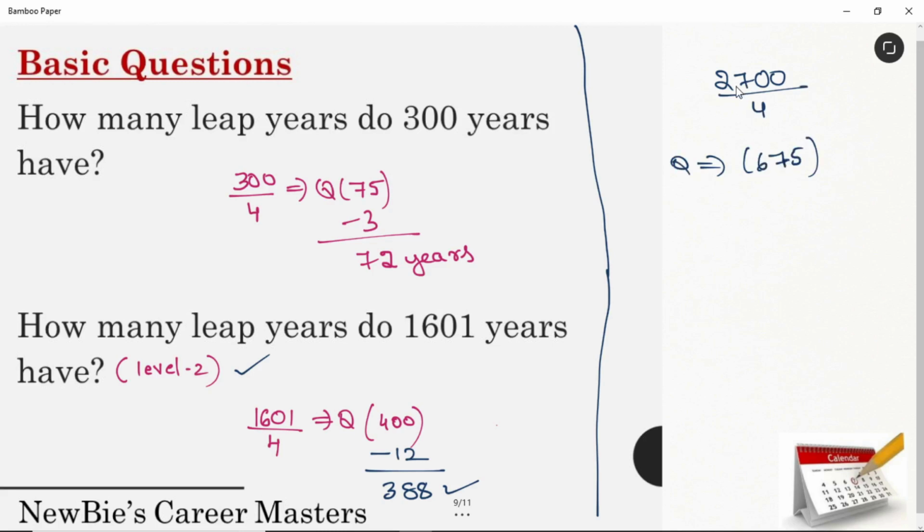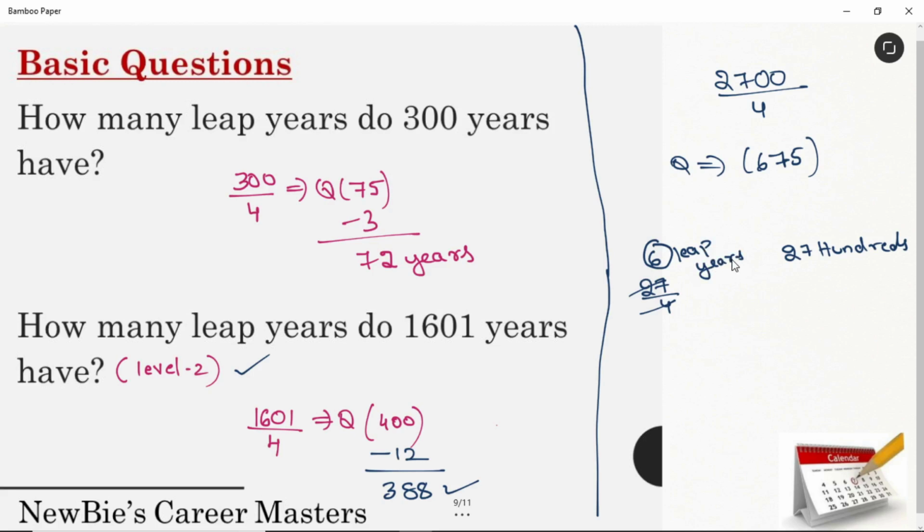You need to solve century years separately. So out of this 2700 years, how many century years will come? 27 century years will come. So I'll take it as 2700s. Rather than listing, you can directly take it as 2700s. So I'll take this 27, I'll divide this by 4. What's the quotient? 6. Correct? Meaning there are 6 leap years.